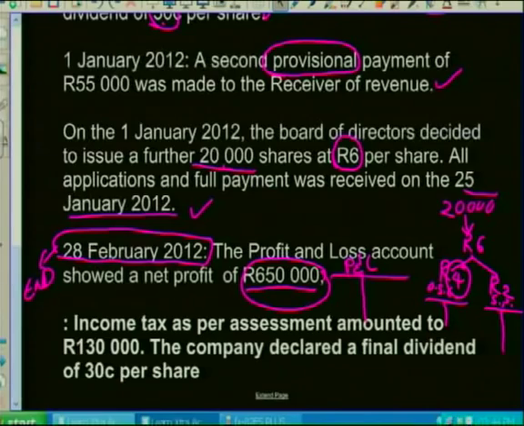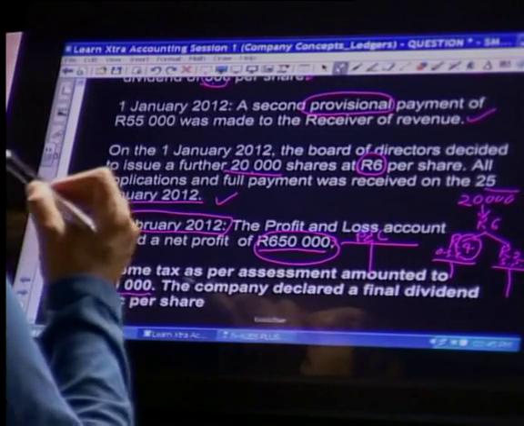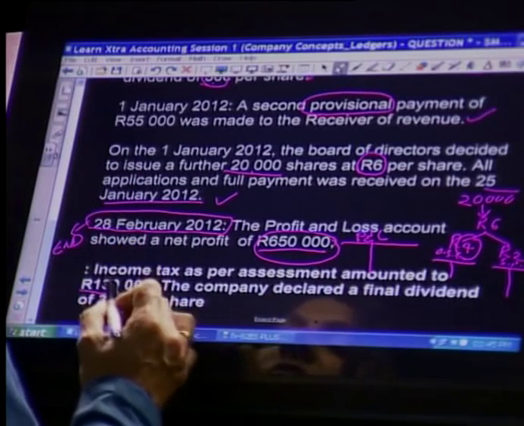Okay, we're coming now to the end of the question. Last few transactions for us to look at. We've got income tax as per assessment amount to 130,000. Now remember guys, end of the year, you're now getting your income tax assessment, and as per this assessment, the amount of tax you should pay the receiver for this financial year is this amount of 130,000. So we now know what that tax expense for the year is. Let's now record this expense.